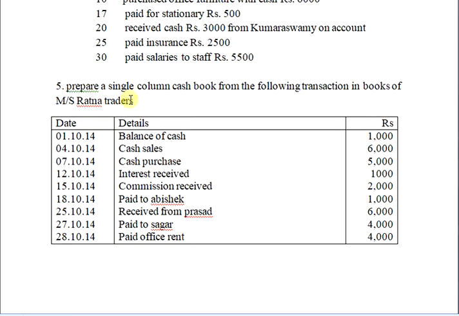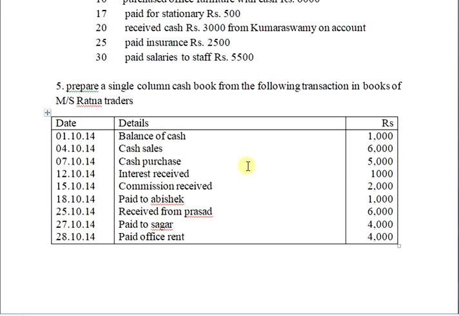You can mark it. Prepare a single column cash book from the following transactions in the books of Messrs. Ratna Traders. Date and details with rupees are given. On 1/10/2014, balance of cash 1,000 is given. That should be recorded under the debit side as balance brought down, rupees 1,000. 4/10/2014, cash sales 6,000 is given. When cash sales is given, it increases our cash balance, so it should be recorded under which side? Debit side.